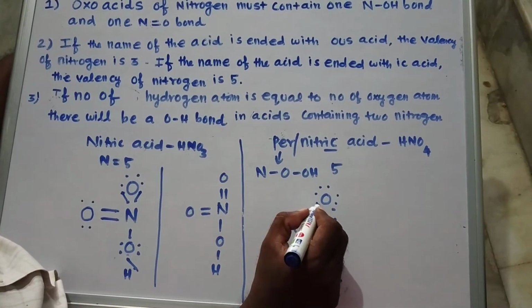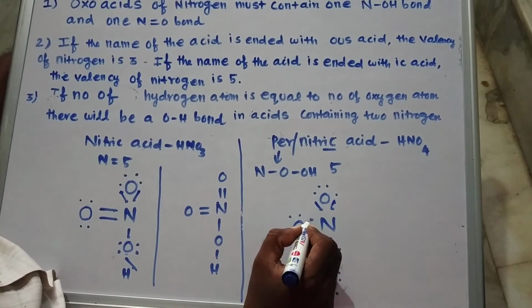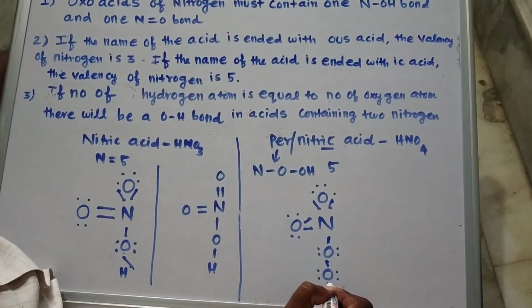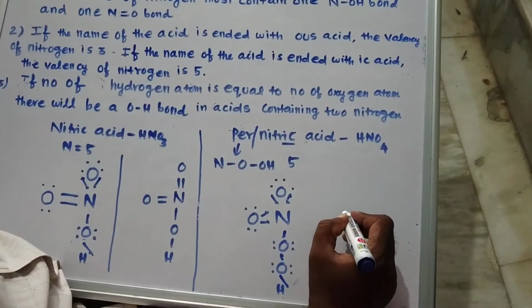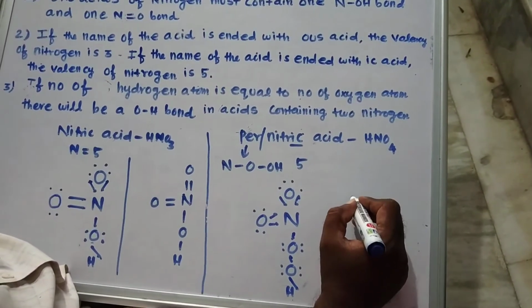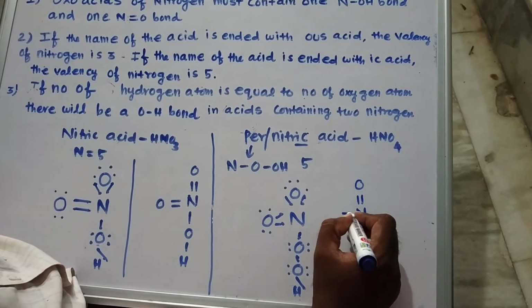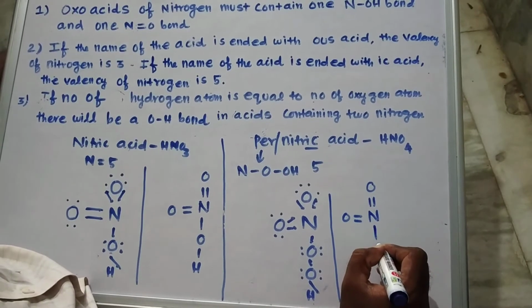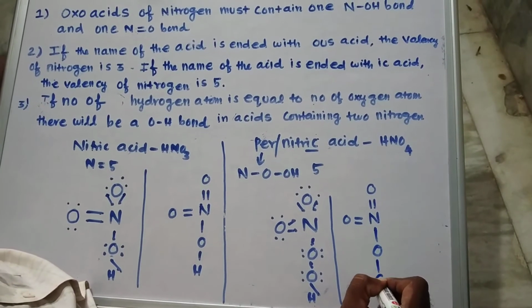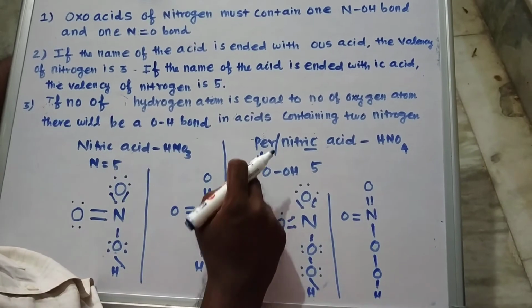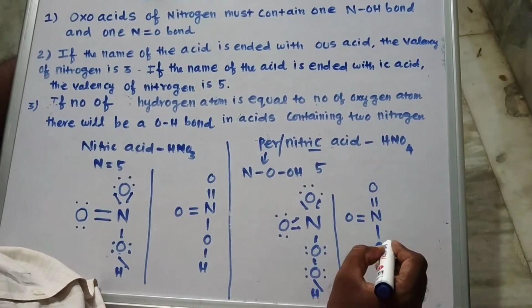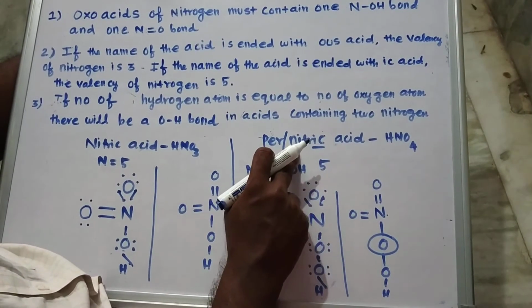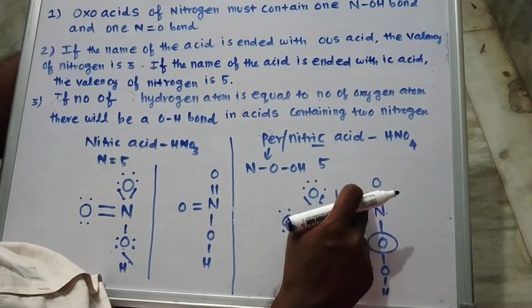Then join the bonds: double bonds, then single bonds. Therefore, the structure of the acid is N double bond O, double bond O, and O single bond O and single bond H. There is an oxygen between the nitrogen and the OH bond. The valence of nitrogen is equal to 5.